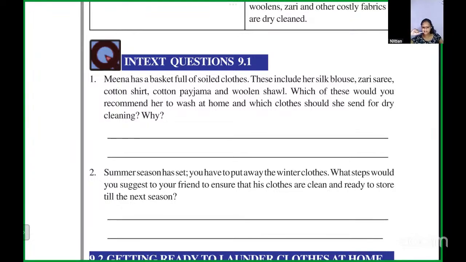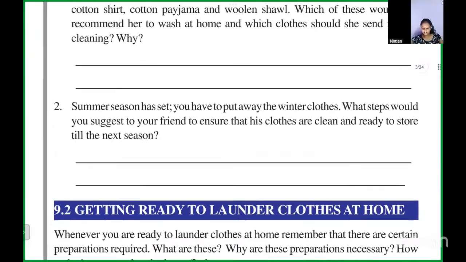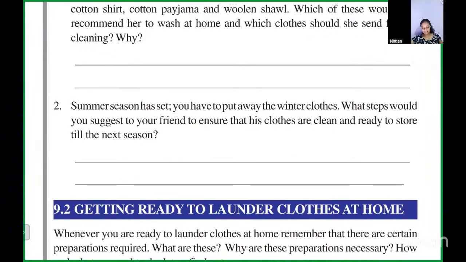Summer season has arrived and you have to put away the winter clothes. What steps would you suggest your friend to ensure that his clothes are clean and ready to store till the next season?